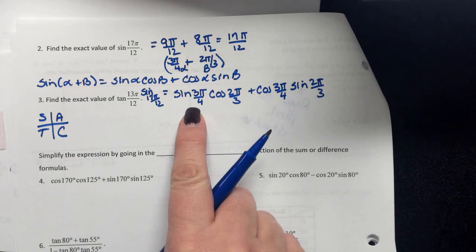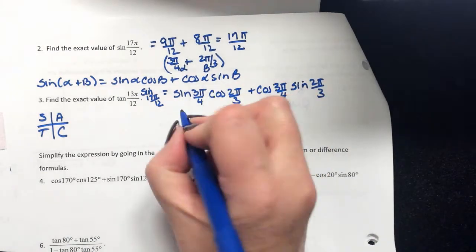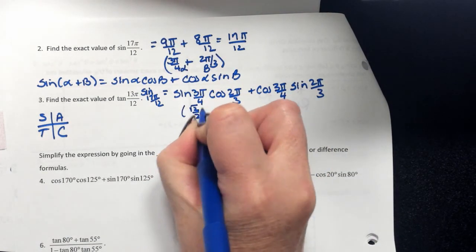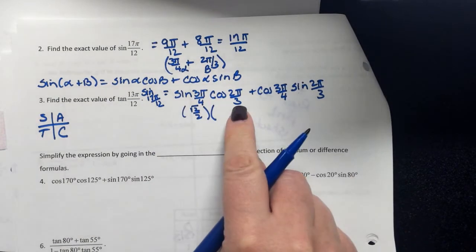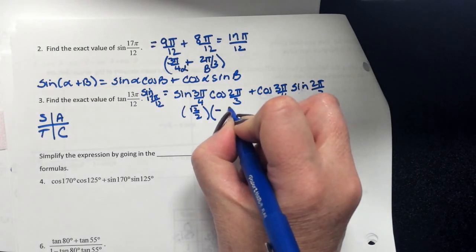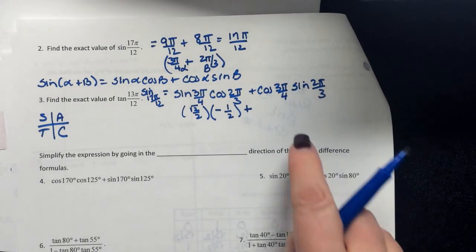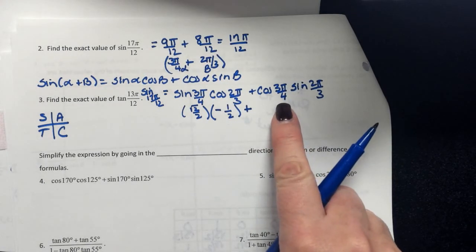So sine of 3 pi over 4 is what? Is it negative or positive? Positive. So it's going to be positive square root 2 over 2. Cosine of 2 pi over 3. So I'm in quadrant 2, so is cosine negative or positive? Negative. So what's the cosine of 2 pi over 3? Negative what? 1/2. Plus cosine of 3 pi over 4.